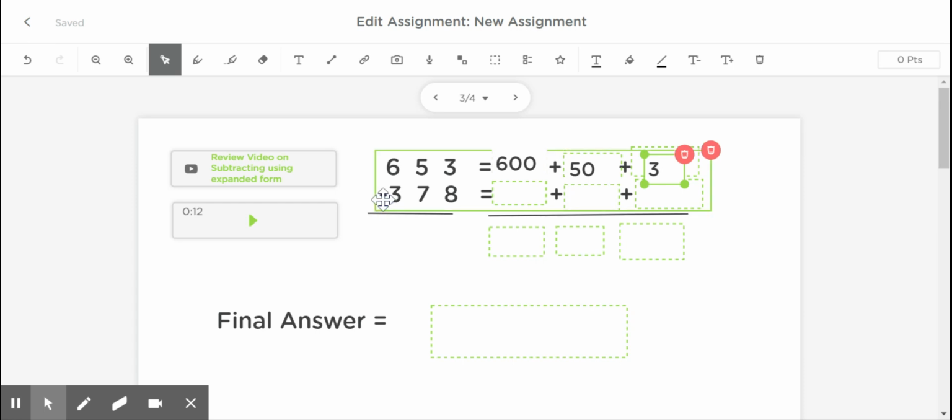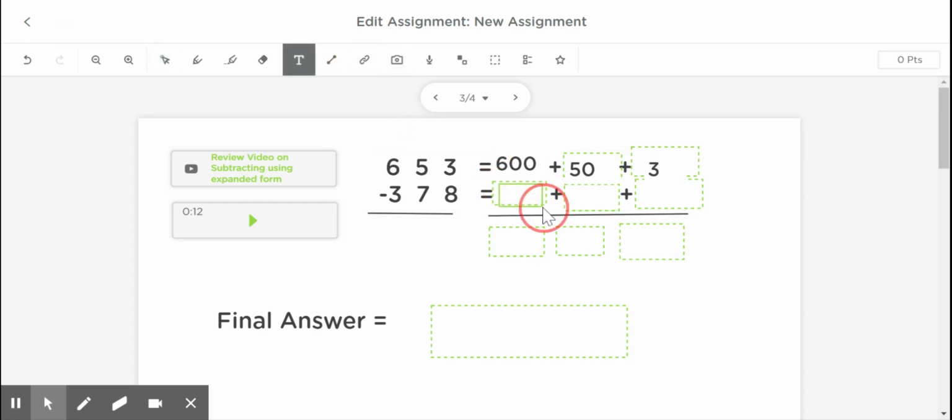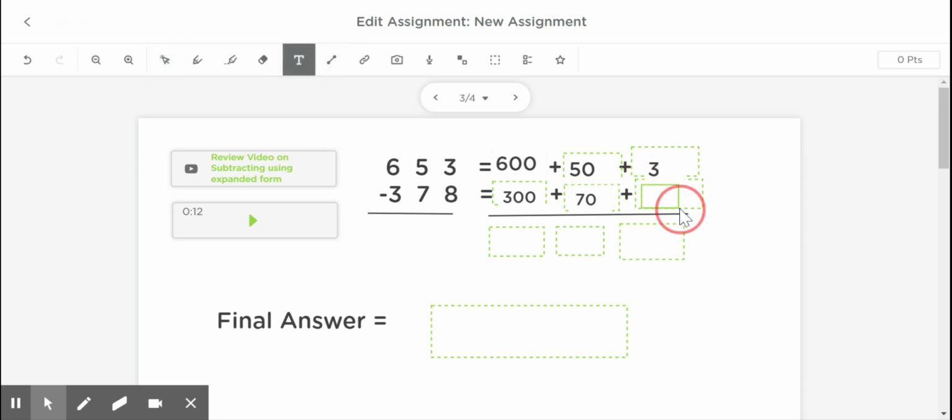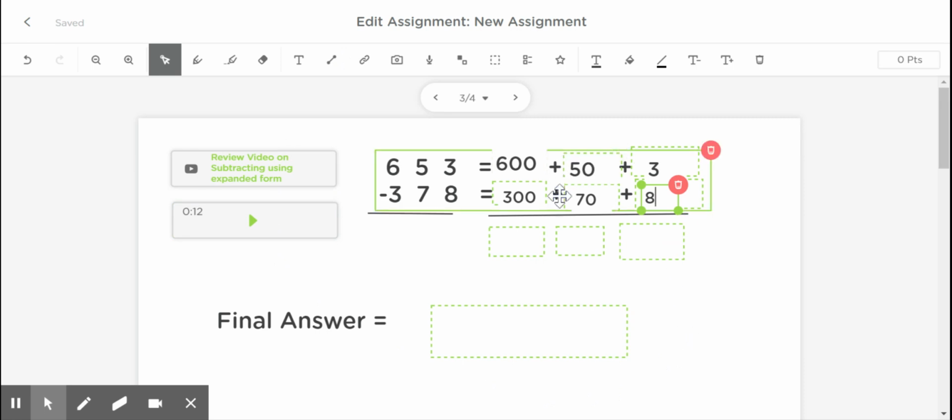So now I have to expand out 378. 378 has 3 100s. It has 7 tens, which looks like 70, and it has 8 ones. So I had to make new text boxes because as the teacher, the one who sets this up, I can't type inside of my box if I fill in the blank, but you can do that. All right, so I'm going to switch to using my pen now.